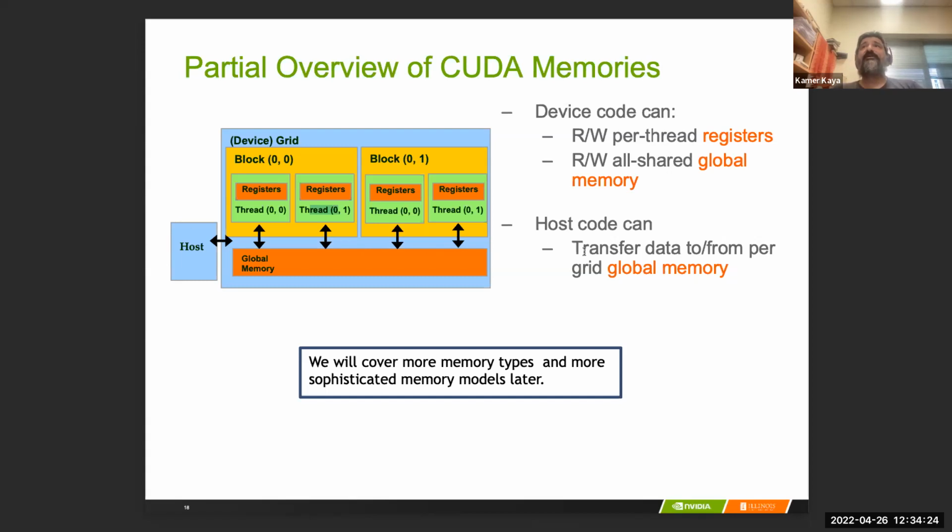And the host code can transfer data from the per-grid global memory. So we know now how to do that. The host code can write things here, but not here. Device code can write things here, read things here, and use shared memory, which host code cannot do. Many more memory types will come later. But currently, you just need to know that for GPU processing we initiate a bunch of threads and organize them in a grid. Whatever they do is really very simple. They will just use the registers, perform the computation, and write the results back to global memory.